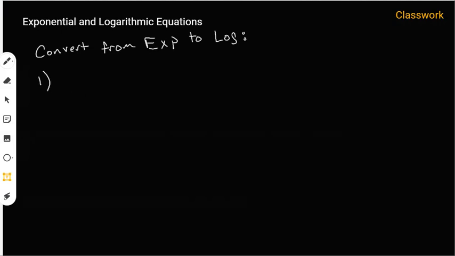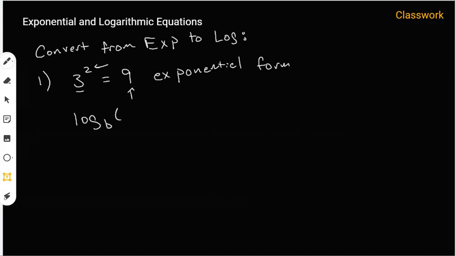So the first one is 3 squared is equal to 9. This is in exponential form. We know that the base is going to be 3, the exponent is going to be 2, and the result is going to be 9. So I can make this into a logarithm. Now, the first thing to know about logarithms is that they're going to be written with a base. They're going to have something inside the parentheses. I'll just put x in there, and then y is going to be what's on the other side.